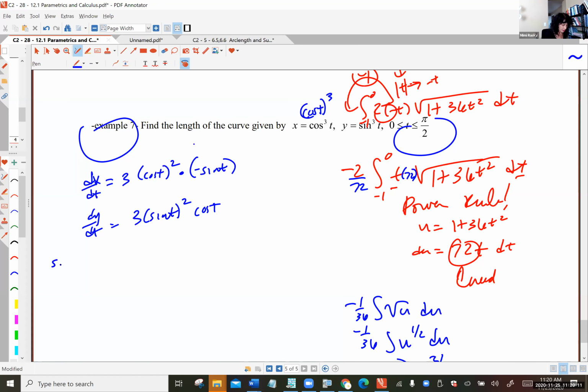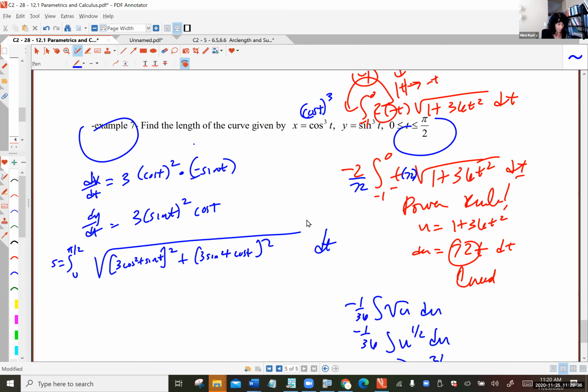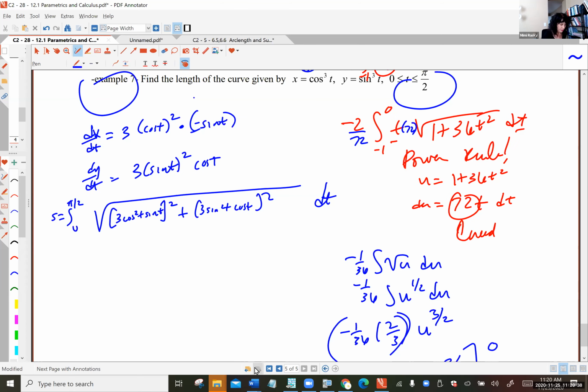So your arc length, little s, is going to be the integral from 0 to pi halves, you're going to have a nasty square root, and then you'll have dt over here. So you're going to have this 3 cos squared t, and I'm not going to put the negative because I'm going to square everything, so it's going to end up positive, plus 3 sine squared t cos t, squared. Okay. Oh my God, that looks terrible. How are we going to integrate that? Don't worry, it's all going to come out in the wash.